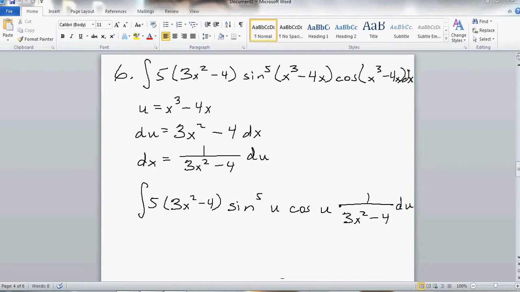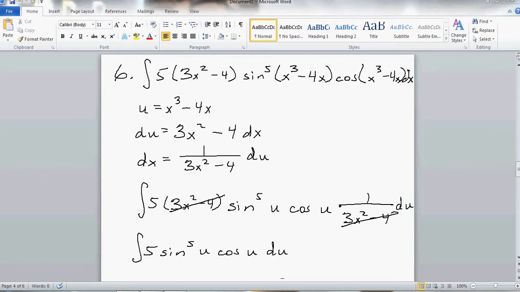So let's clean this up. 3x squared minus 4, 3x squared minus 4. Okay, those are gone. All my x's are gone. So now I'm left with 5 sine to the 5th of u cosine u du.